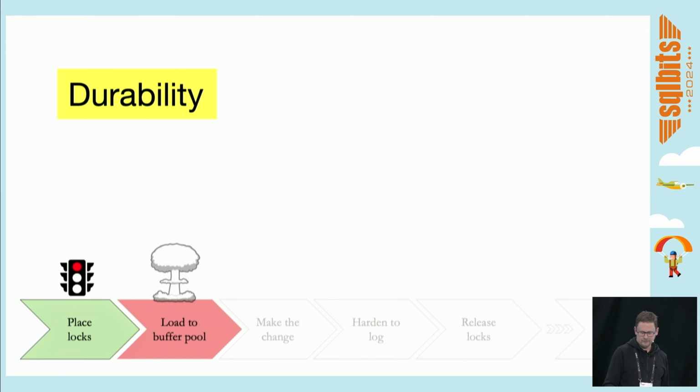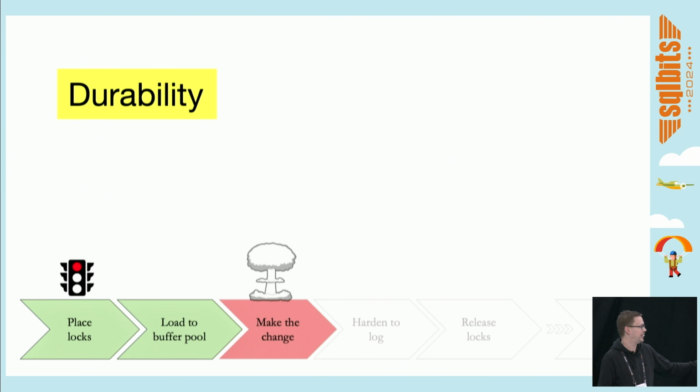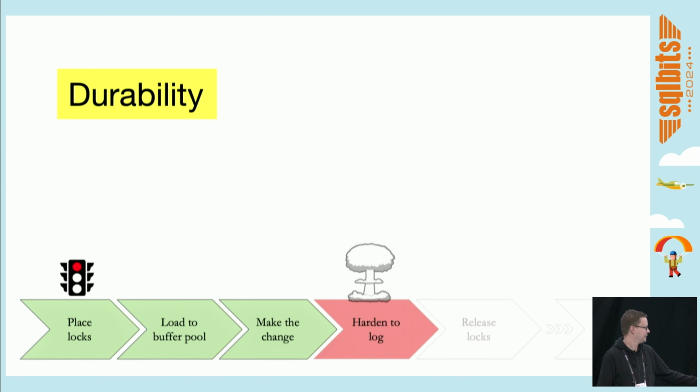So, durability. SQL Server wants to guarantee you that if it says something is written to the data file, you should be able to trust that, right? If you're unable to load data to the buffer pool, the SQL Server crashes, someone pulls the power plug, nothing happened, nothing's changed, right? We're still durable. No promises have been made. If we can't make the change for whatever reason, nothing happens, promise is still intact.